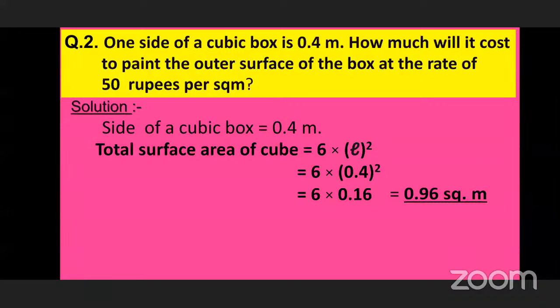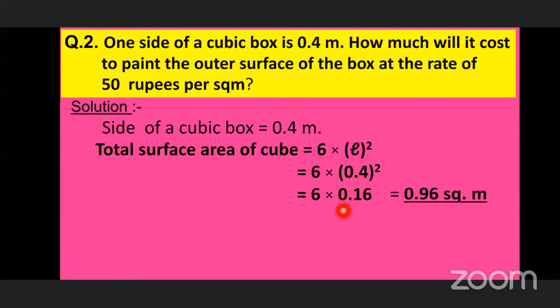Can you tell me whether it is the final answer? No. We have to find the rate of 50 rupees. We have to find out the total cost of the paint. In the question, it is asked, how much will it cost to paint the outer surface of a box? So this we have to find out.